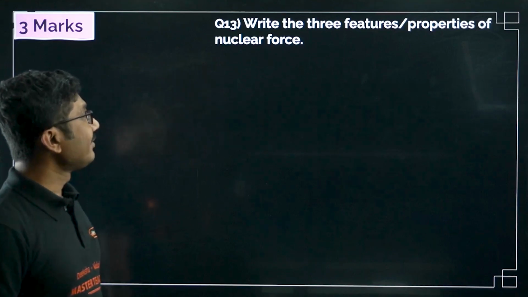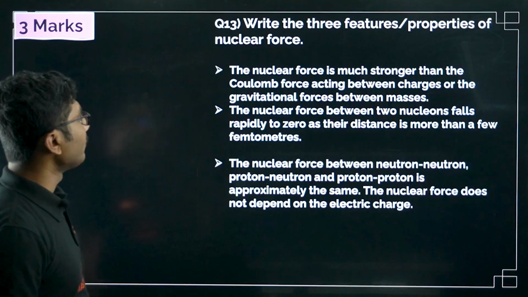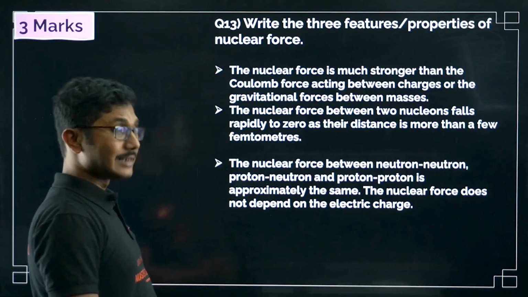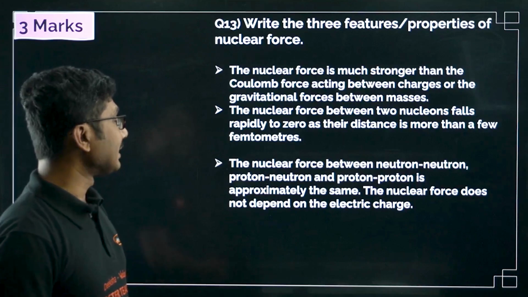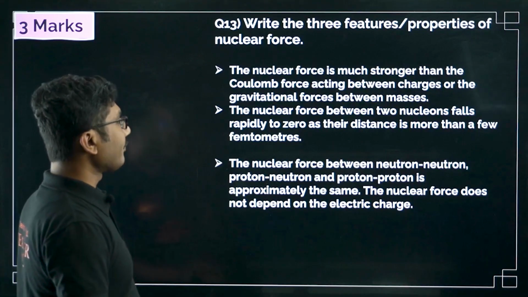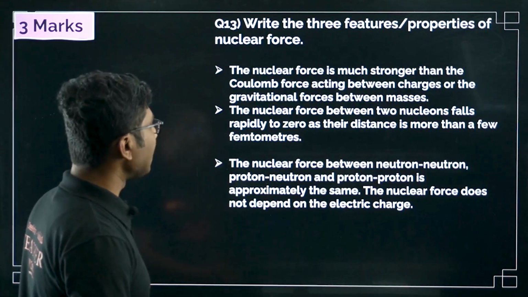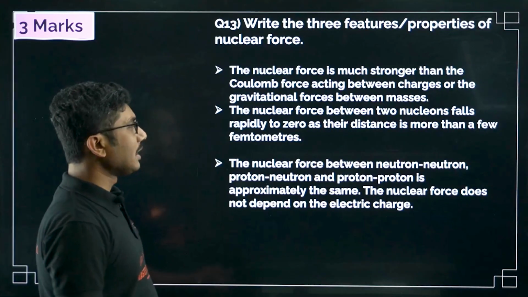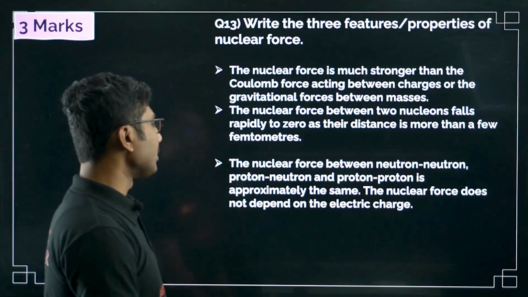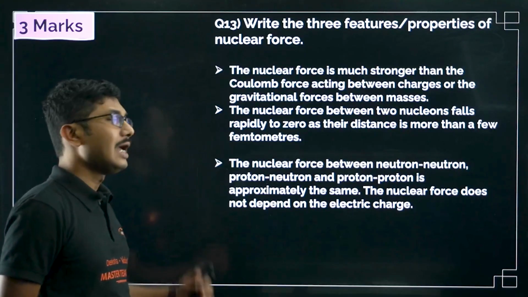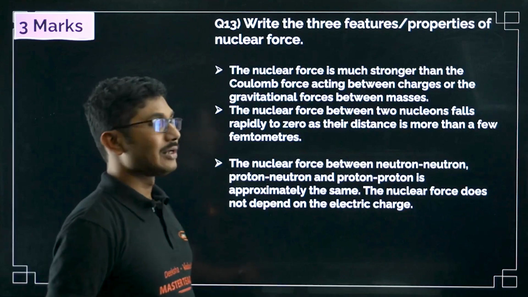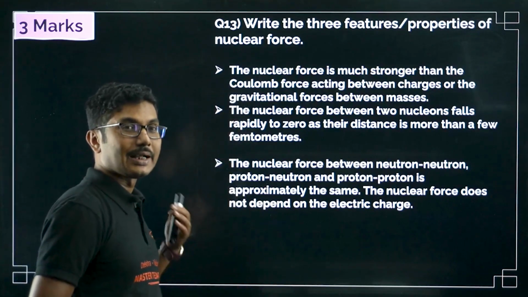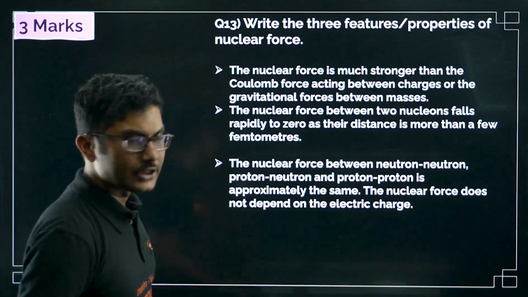Now write 3 features, properties of nuclear force. The nuclear force is much stronger than the Coulomb force. It is the strongest force acting between charges, and the gravitational force between the masses. Nuclear force between two nucleons falls rapidly to 0 as their distance is more than a few femtometers. Nuclear force between neutron-proton, proton-proton and neutron-neutron is approximately the same, which means that nuclear force is independent of the charge. So it is very important to remember that nuclear force is independent of the charge.